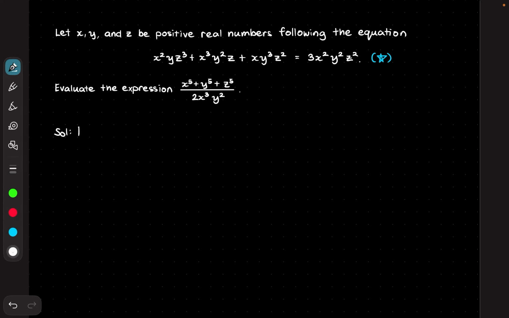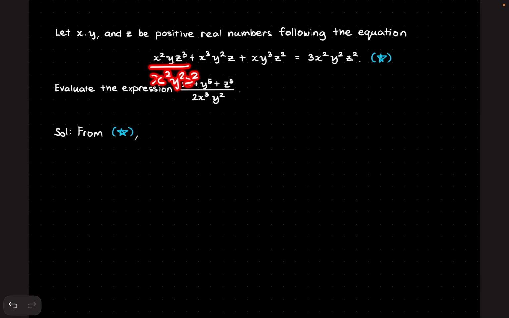Take note that from star, if I divide x squared, y squared, z squared in all of this, then on the right side, this variable part would be removed and we'll be left with a constant. And let's see what would happen on the left side. So that is our first step out here. So let me copy this one.